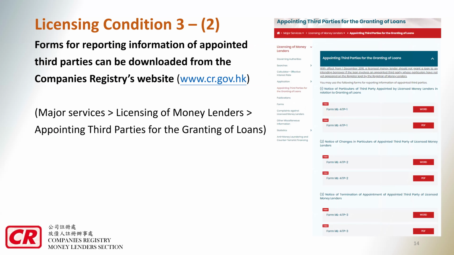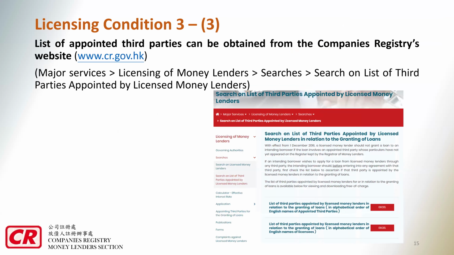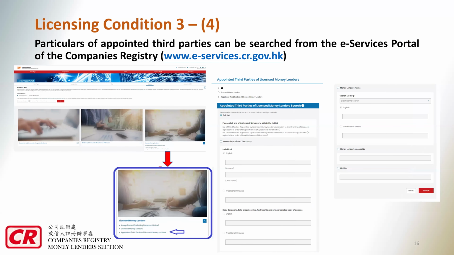And the forms for reporting information of appointed third parties can be downloaded from our website. As you can see on the screen, there are forms MLATP1, MLATP2, and MLATP3, which are used to report the appointment of third party, the change in particulars of appointed third party, and the termination of appointment of appointed third party, respectively. And the list of appointed third party can be obtained from the company's registry website. The particulars of appointed third parties can also be searched from the e-services portal of the company's registry.